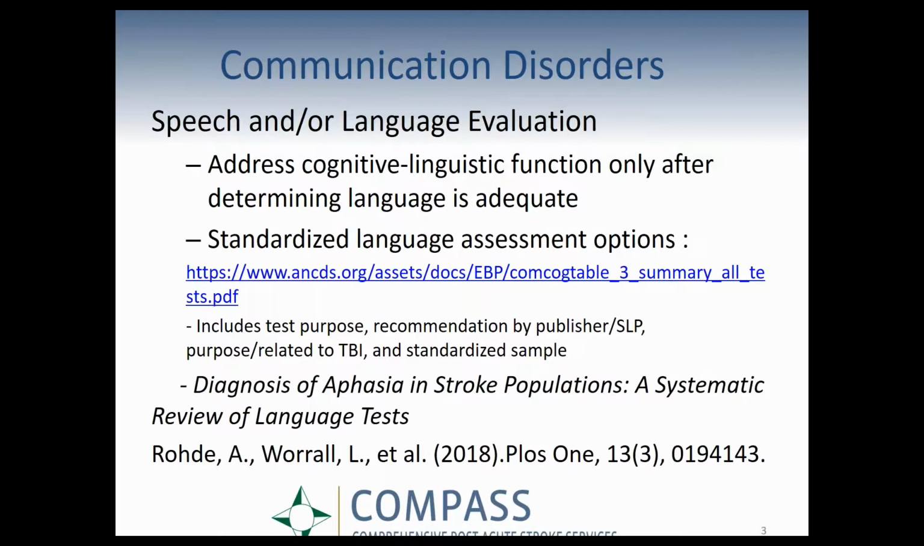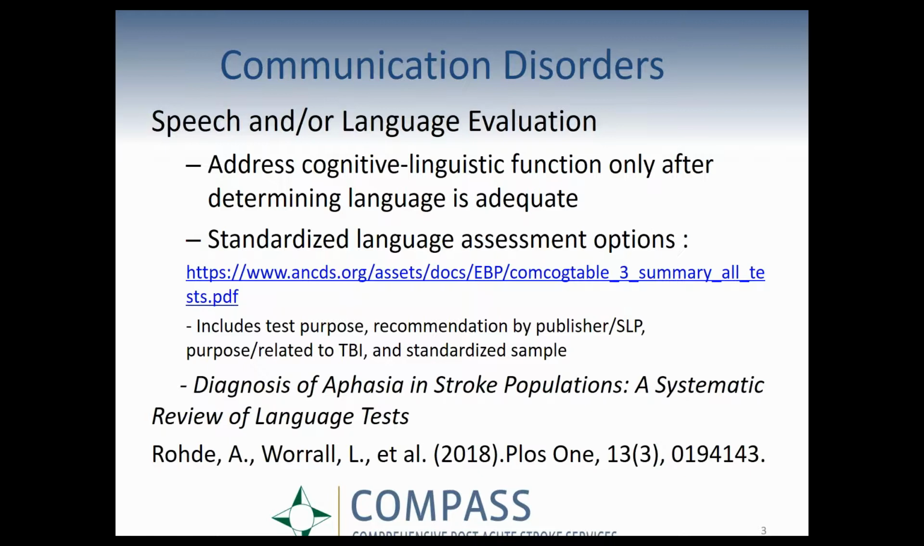One thing I really spend a lot of time with my teams talking about is to first and foremost make sure the patient has adequate language function prior to doing the cognitive linguistic function. In the speech world, we do separate the two, dealing with language skills first, and then later addressing cognitive linguistic functions as the patient is able.